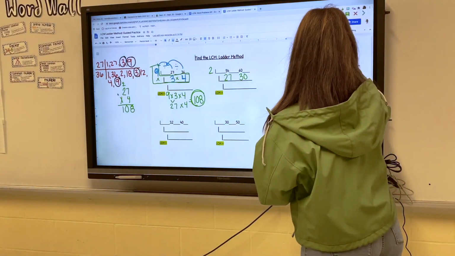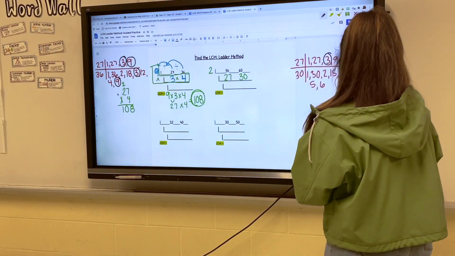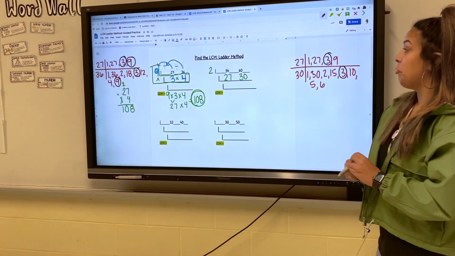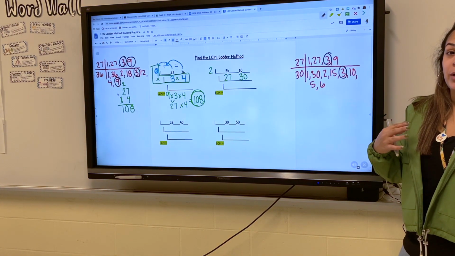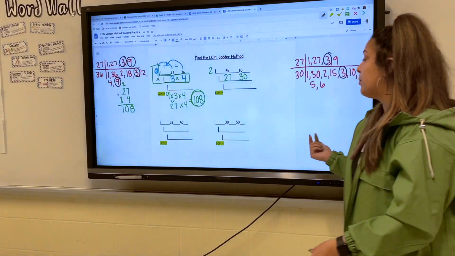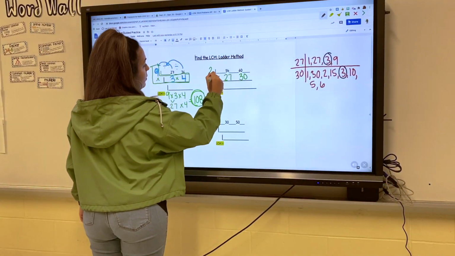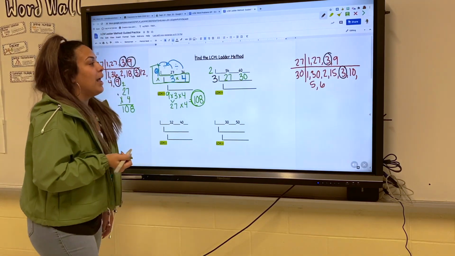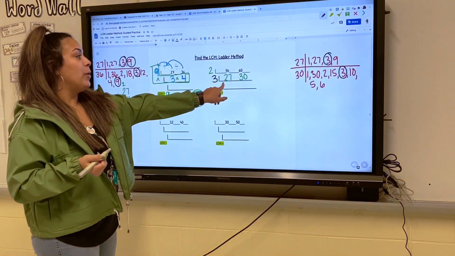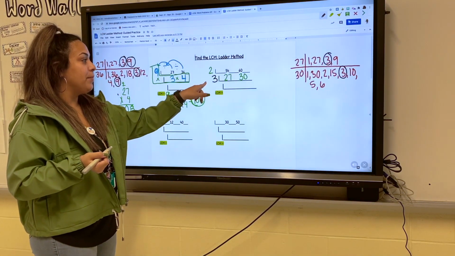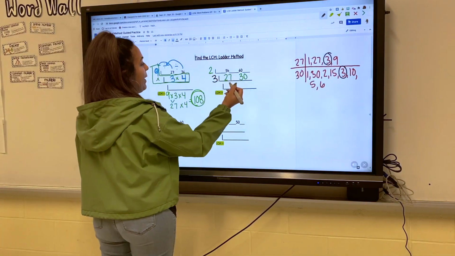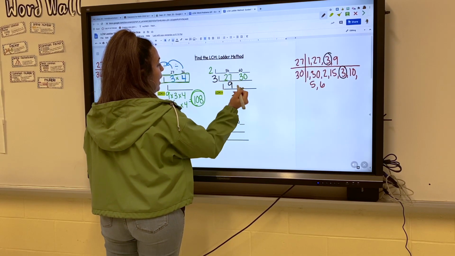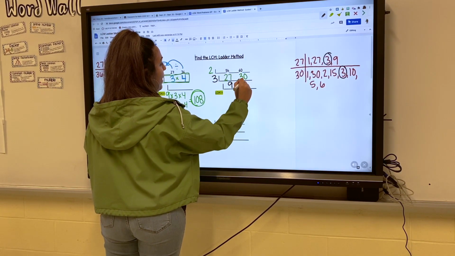I see they have a 3, and I think it's just 3. So the factor that 27 and 30 have in common is 3. So I'm going to write 3 on the outside. And then I'm going to divide 27 and 30 by 3 to complete my factoring. So 27 divided by 3 is 9, and then 30 divided by 3 is 10.